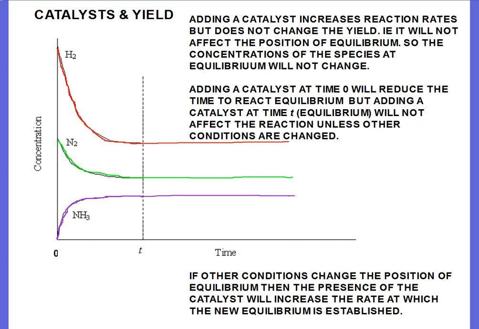The last thing we're going to look at in this set of slides is catalyst and yield. Now, adding a catalyst increases rate of reaction, but doesn't change the yield. Therefore, it does not change the position of equilibrium. So the concentration of species at equilibrium will not change.